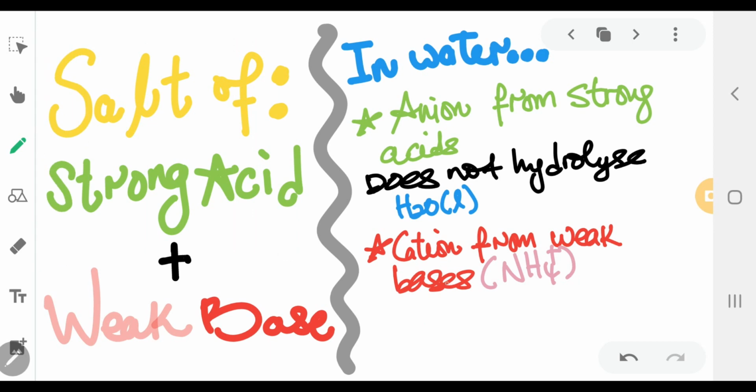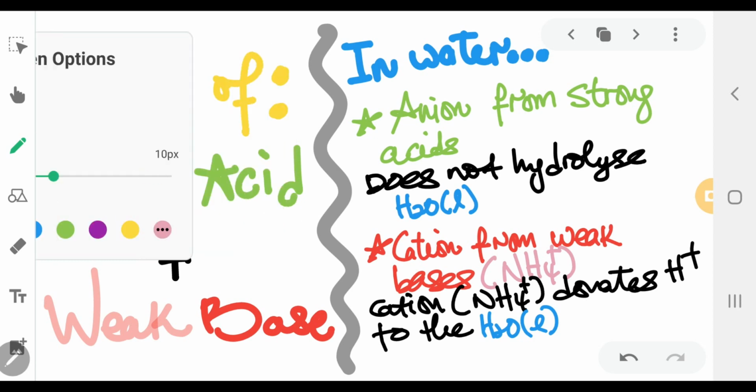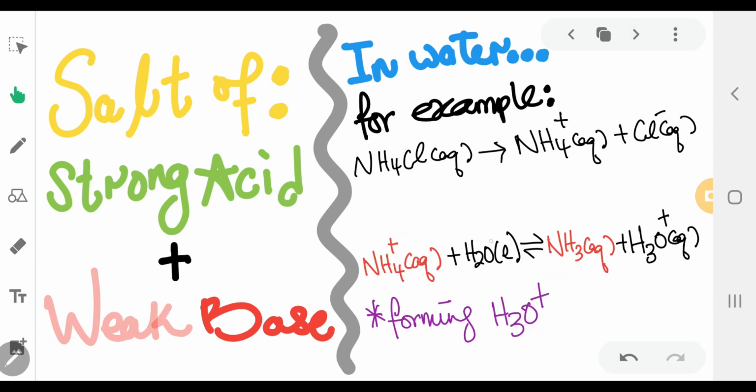So what happens? The cation, which is NH4 plus in this example, donates H plus to the H2O liquid, forming H3O plus aqueous. When you have this being formed, that is the indication that this is going to be an acidic solution. When you dissolve the salt in water, it will be acidic. So this is the example right here.